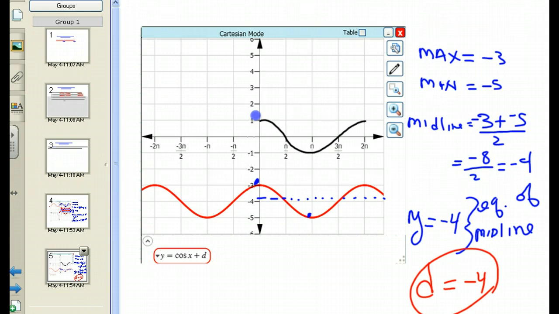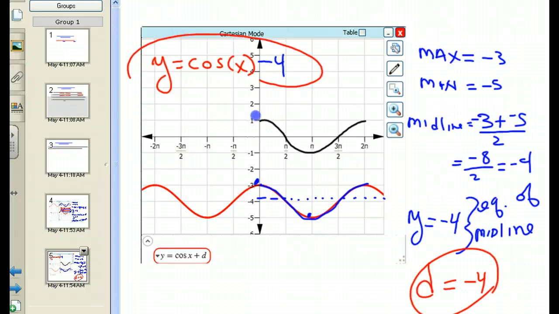It starts at 1 above the midline and then continues down to the midline 90 degrees later, or pi over 2 radians. And finally, at a minimum point, 90 degrees later, and then another 90 degrees, or pi over 2 radians, back to the midline and up. So we can see that this graph is actually the cosine curve. So now that we know it's a cosine curve, and we know what d is, we can get its equation. We know it's in the form of y equals the cosine of x. And since d is -4, we just simply write -4. And that is the equation of this curve.